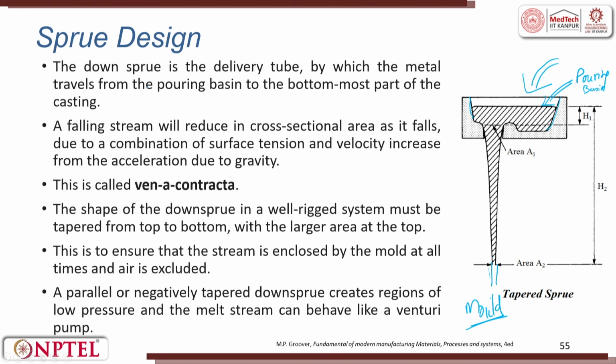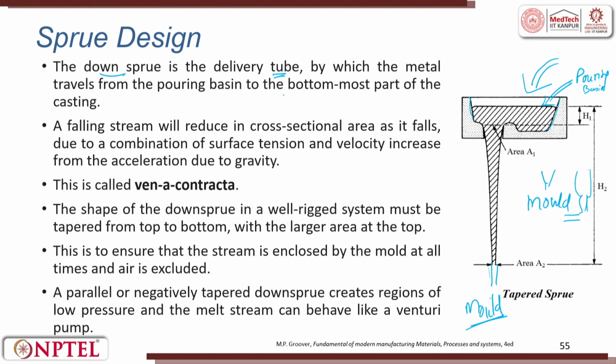The down sprue is the delivery tube by which the hot metal travels from the pouring basin to the bottommost part of the casting. So, if you have a mold, you can try to have the sprue here up, or you can try to have the sprue here, right. So, both are possible, but here we are trying to talk about a down sprue.